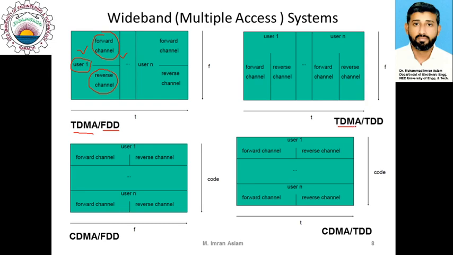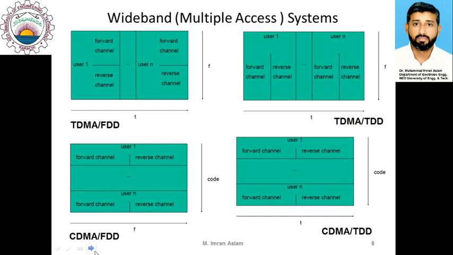Similarly, if we have time division multiple access but time division duplexing, in that case different users are allocated different time slots. So each user, user 1, user 2, user 3 and so on, is allocated a different time slot for the transmission, but each time slot is further divided into two sub time slots to establish forward and reverse communication. So we have the forward channel and reverse channel separated in time as well, in addition to the different users which are allocated different time slots.